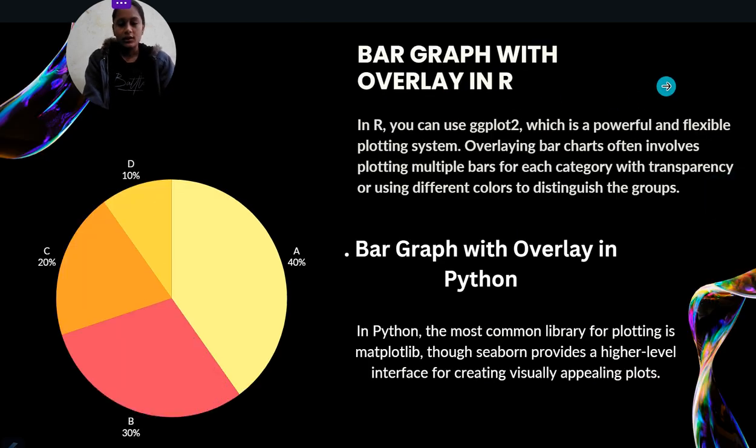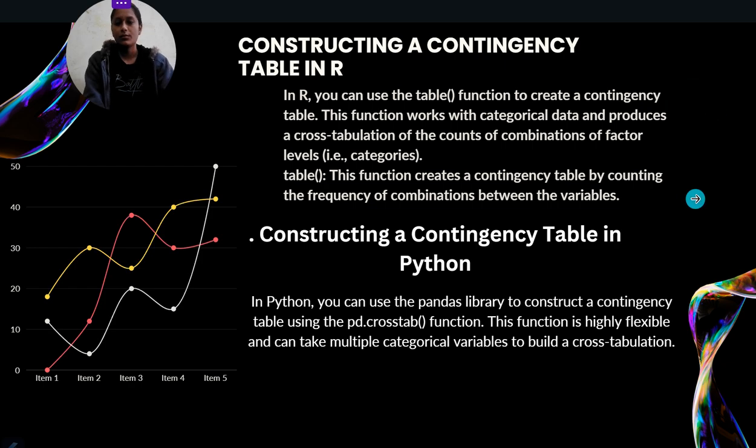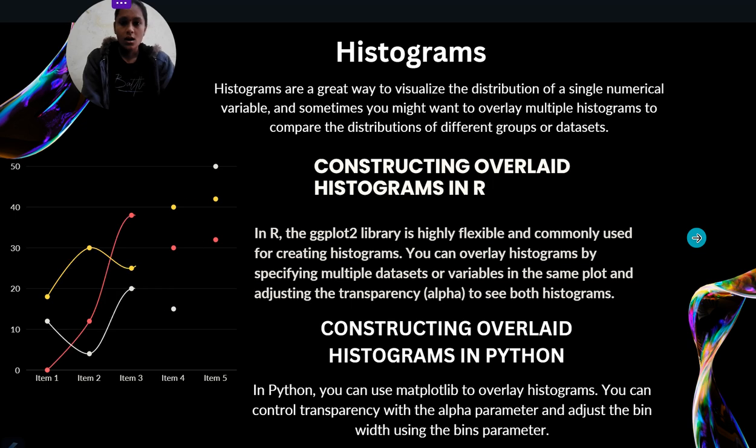Now let's discuss what is bar graph and how to construct bar graph with overlay in Python. In Python, the most common library for plotting is matplotlib, though Seaborn provides a higher level interface for creating visually appealing plots. Now let's discuss how to construct a contingency table in Python. In Python, you can use pandas library to construct a contingency table using the pd.crosstab function. This function is highly flexible and can take multiple categorical variables to build a cross tabulation.